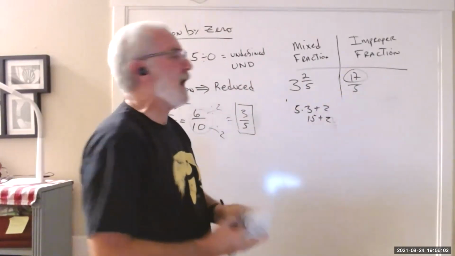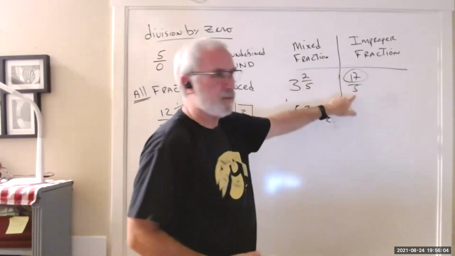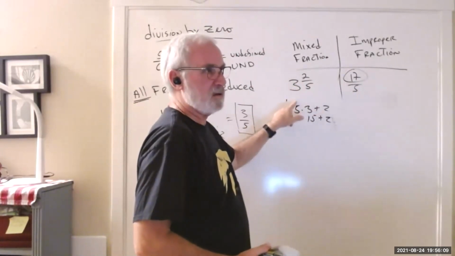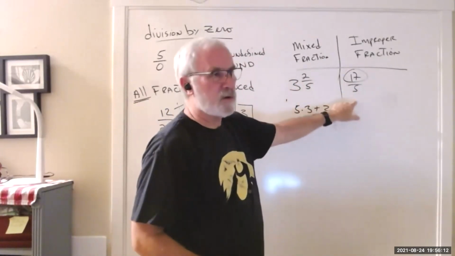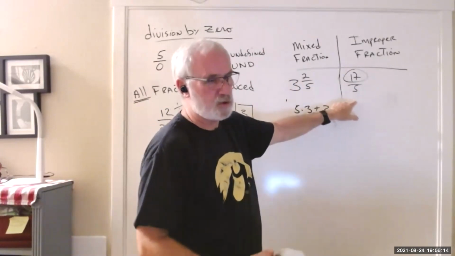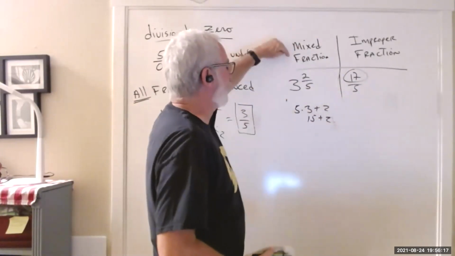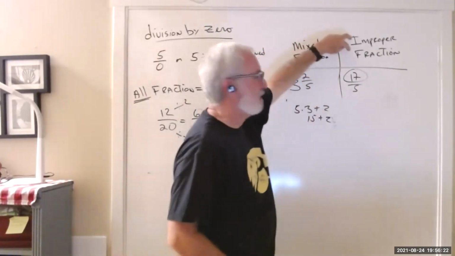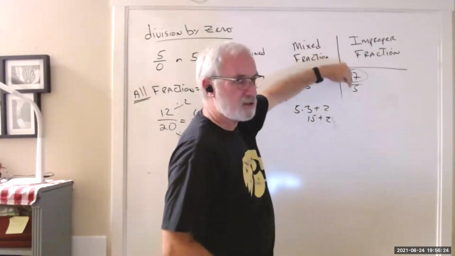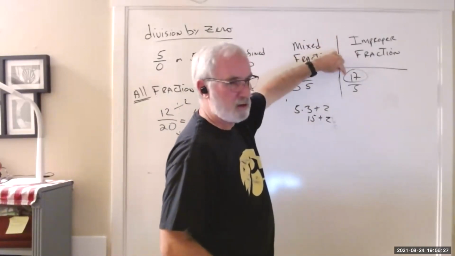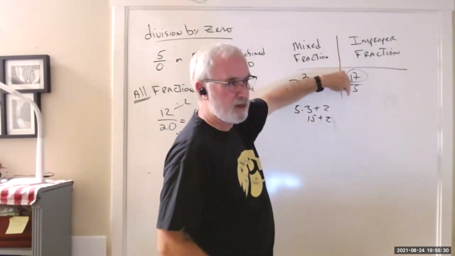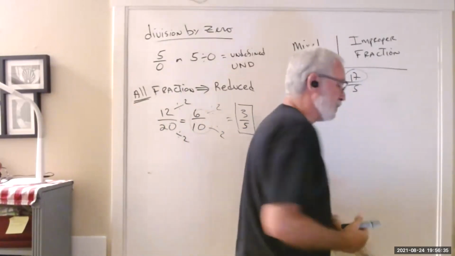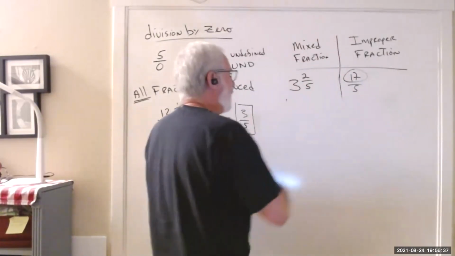Now, I don't care how you go from mixed to improper or improper back to mixed. Doesn't matter to me. But read the directions on the quiz. If it says mixed fraction, I'm expecting this, a whole number and a fraction. If it says improper, I'm expecting something like this, something that's top heavy, bigger on top than it is on bottom.